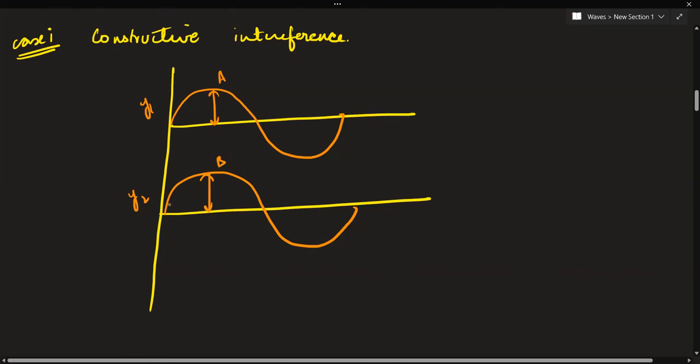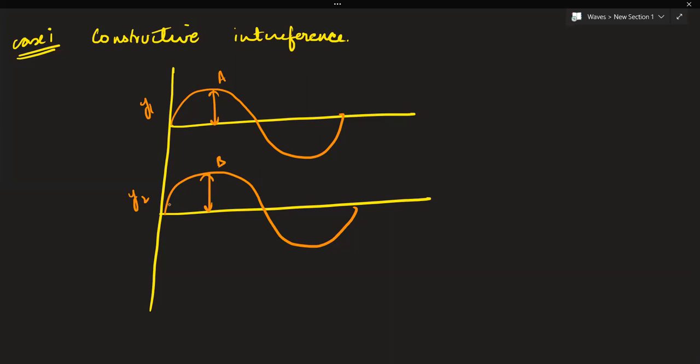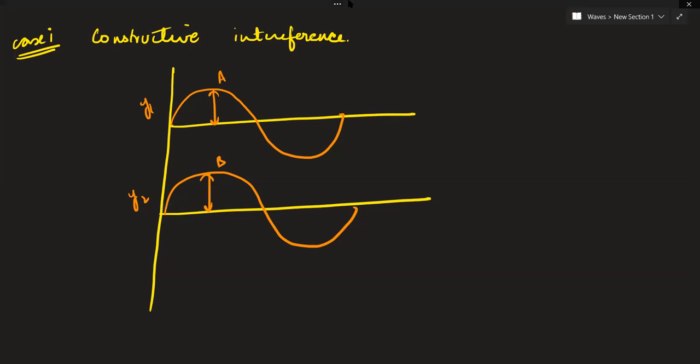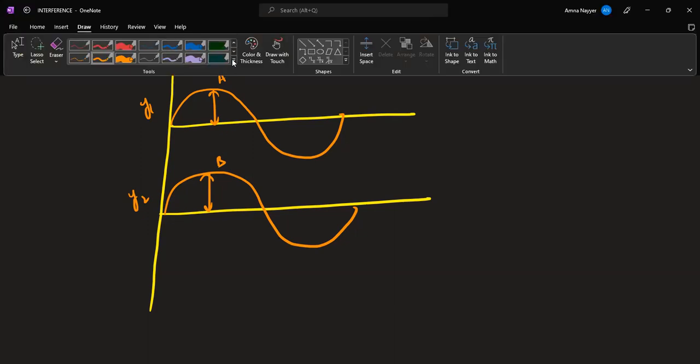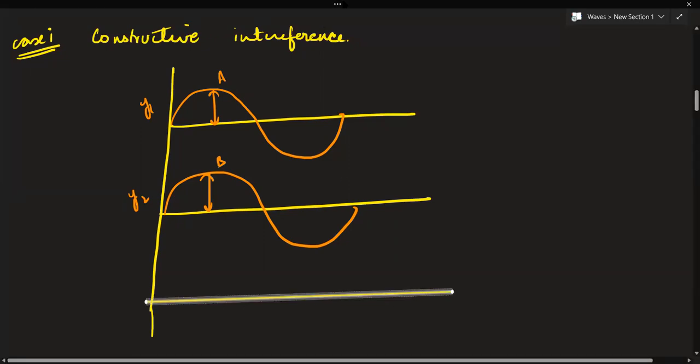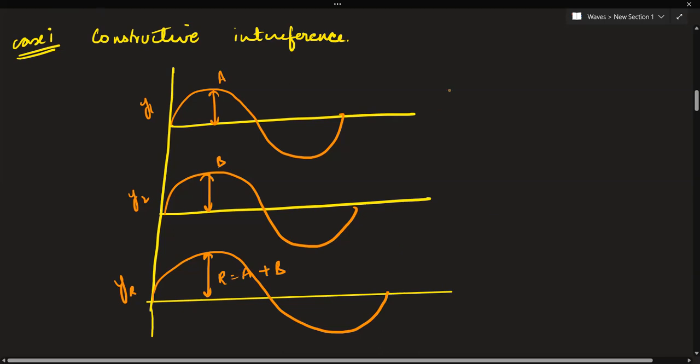See, if it is a constructive interference, both of them get added up. Both of these waves get added up. So what will happen? The resultant will be the addition of these. So this is the maximum value of the resultant amplitude. This is the resultant wave, YR. And R is given by what? A plus B. And the phase constant value, phi, for constructive interference is 0, then 2 pi, then 4 pi, and so on.